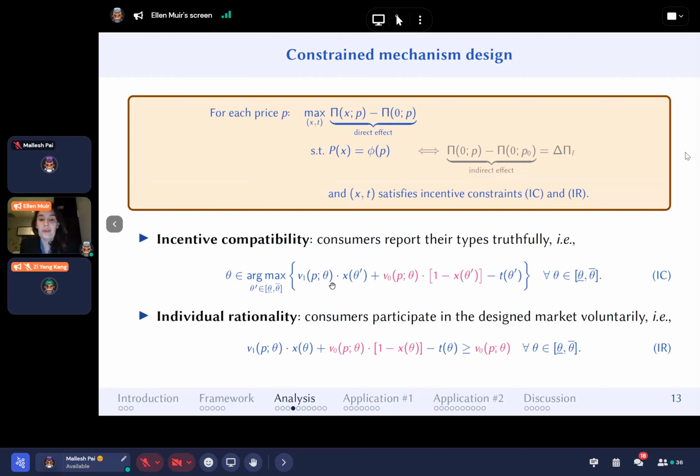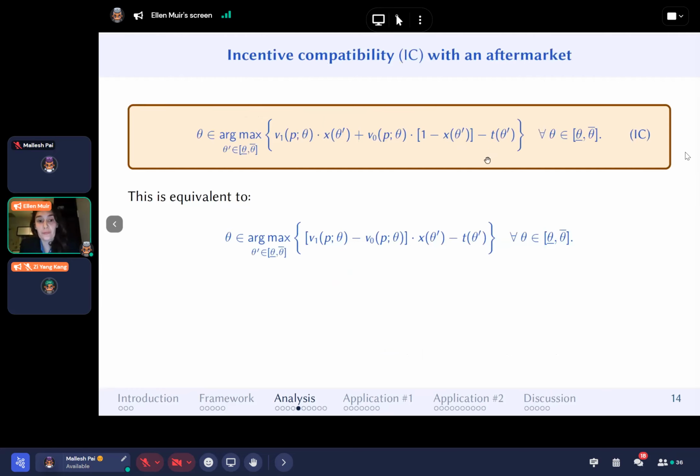So what we're going to do is gather these terms in the incentive compatibility constraint that depend on the allocation. That's what we've done here. And then this introduces, or we can identify, what we're going to call an effective type for the agent. This effective type is equal to the difference between their continuation values when they're allocated versus not allocated the good in the primary market. And this is the component of their payoff function that depends on the allocation rule.